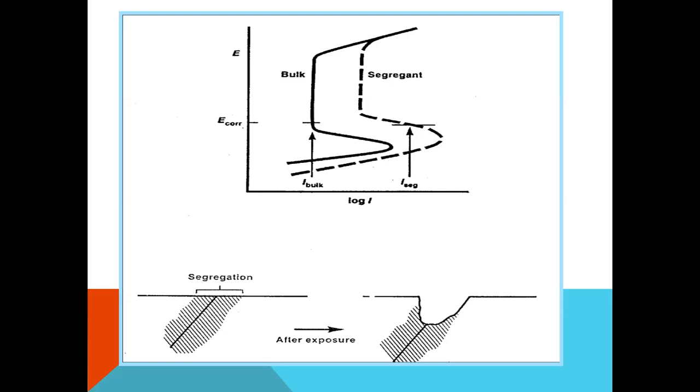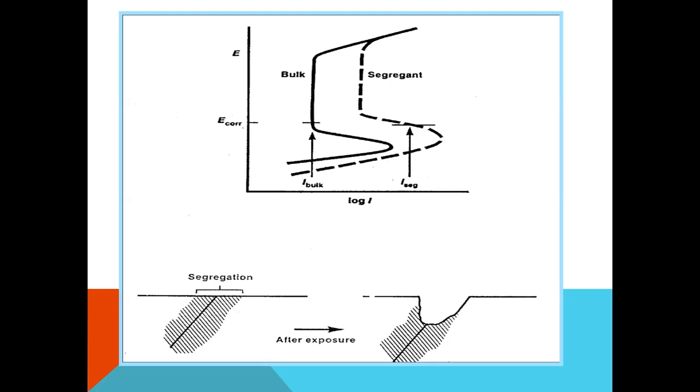The upper figure explains bulk material and segregant materials. For the bulk material, notice the I core, I bulk and I segregations. The material which contains segregation in the microstructure will provide regions of corrosion attack, leading to low corrosion resistance.